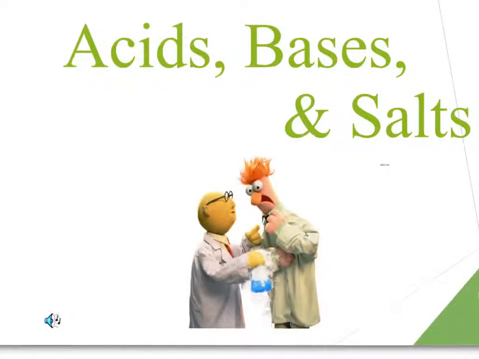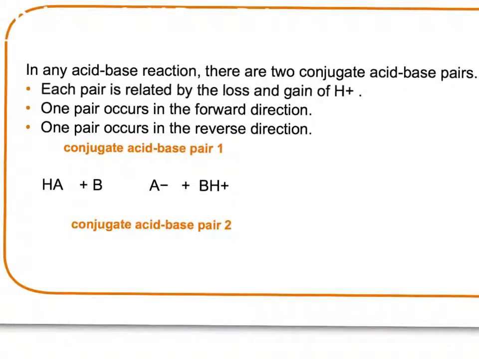This video will cover how to determine conjugate acids and bases in an acid-base reaction. In any acid-base reaction, there are two conjugate acid-base pairs. Each pair is related by the loss and gain of hydrogen ions. One pair will occur in the forward direction and one pair will occur in the reverse direction.